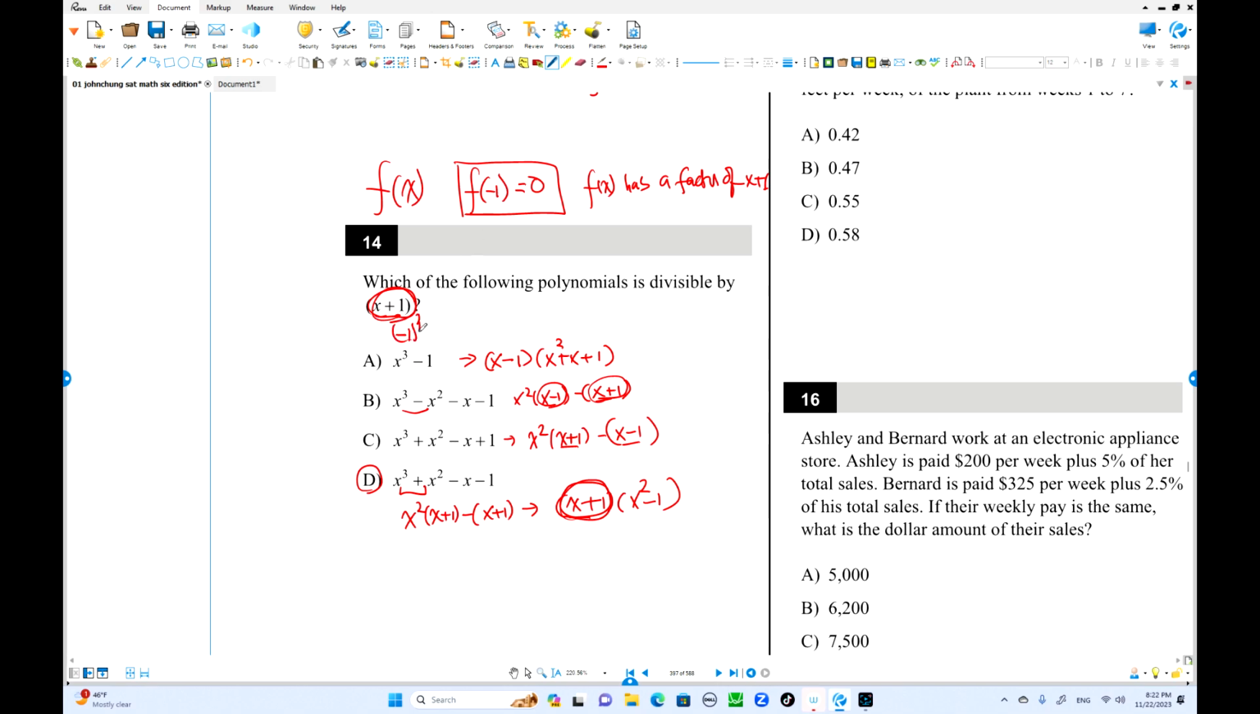Negative 1 cube minus 1 is negative 2. That is not 0. You can continue over here. Negative 1 cube is negative 1. Negative 1 squared is a positive 1. Negative 1 is a positive 1. The last one is a negative 1. So it cancels out. It's going to be 0, right? So this polynomial has a factor of x plus 1. That means the polynomial is divisible by x plus 1. Okay? Choice D is the answer.